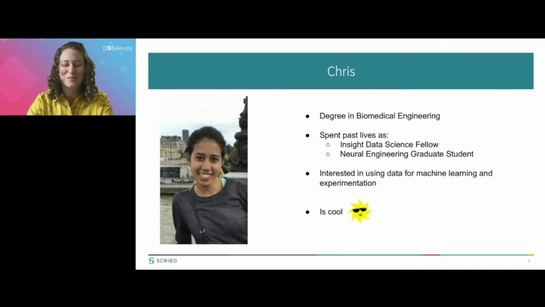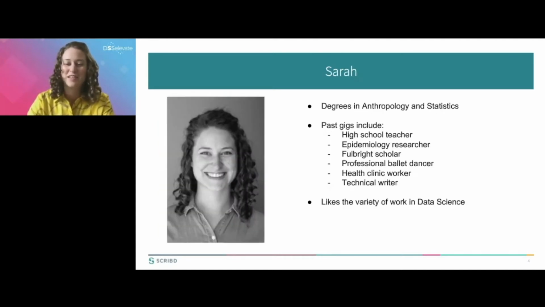Hey, I'm Sarah and I work with Chris at Scribd as a data scientist as well. My academic background is in anthropology, with a master's in statistics. I've had a pretty winding path to data science, and some of my past gigs have included being a high school math teacher here in San Francisco. I did epidemiology research as a graduate student and published an R package. I was a Fulbright scholar to Sri Lanka studying classical dance. And I've had a number of other gigs, and it follows that I really enjoy the variety of work in data science, especially at Scribd. We get to perform a lot of different kinds of tasks, from data engineering to statistical analysis to machine learning and everything in between.